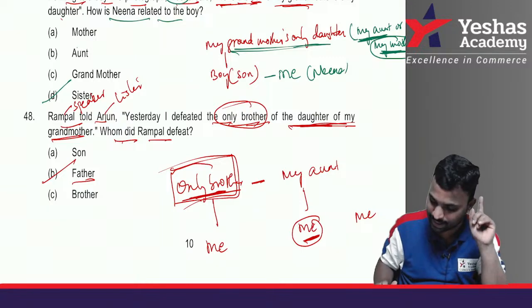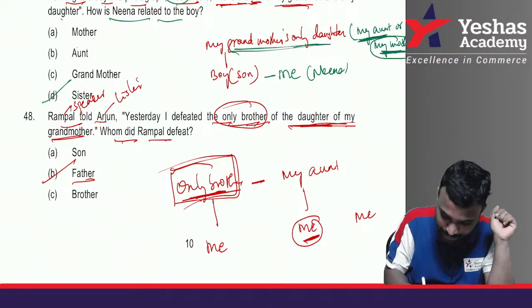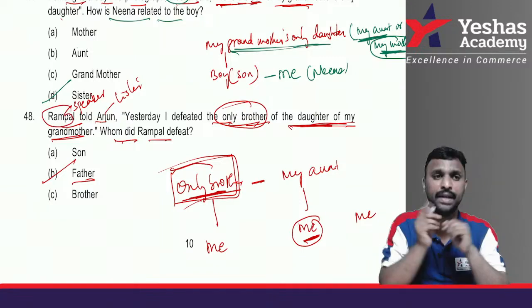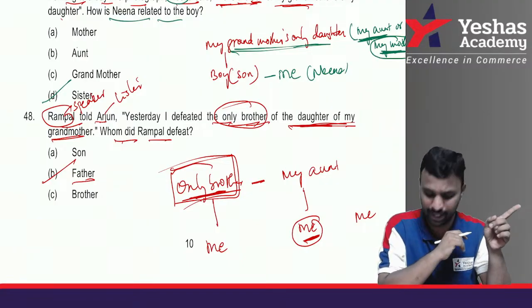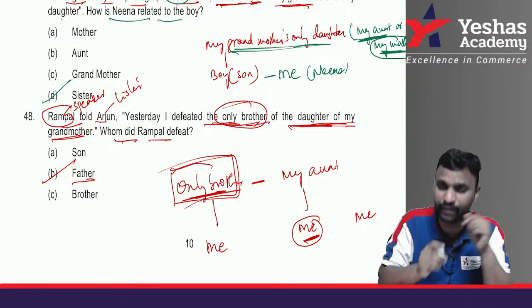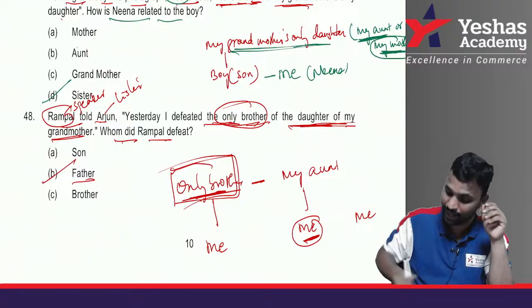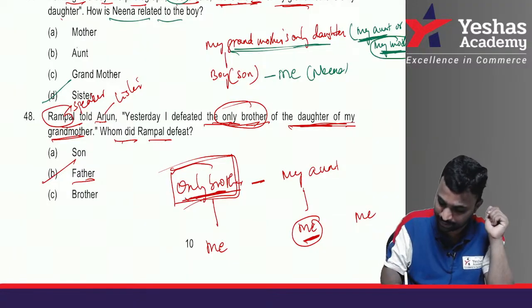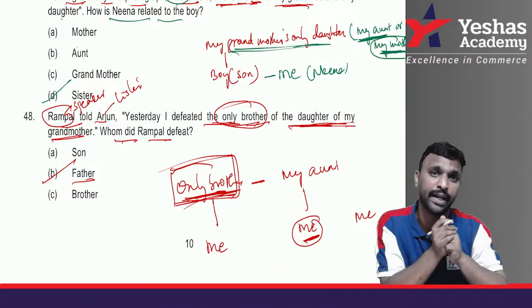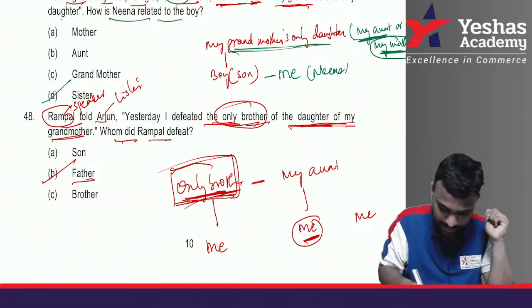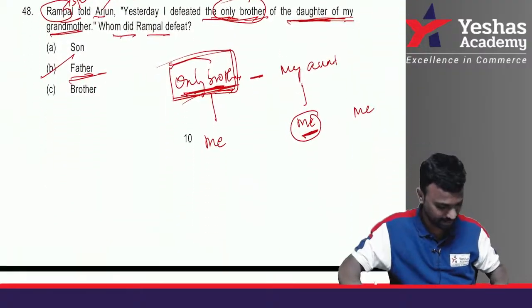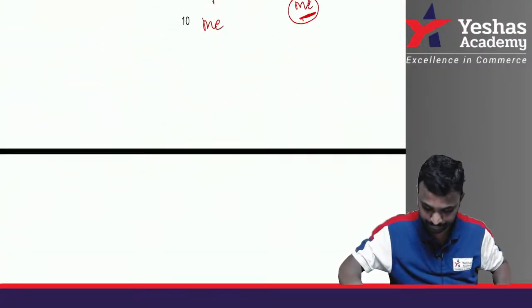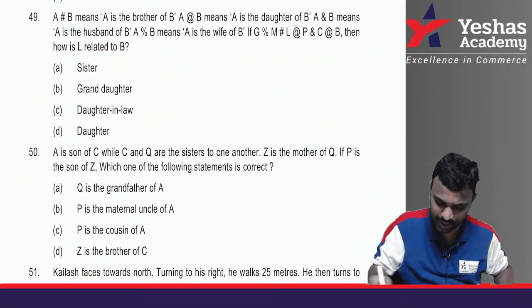So if she is the speaker's mother, then the person whom he defeated would be uncle. So if she is the aunt, definitely the person whom the speaker defeated will be his father. So option B is the right answer. Is this clear? Moving on to the next question, question number 49.